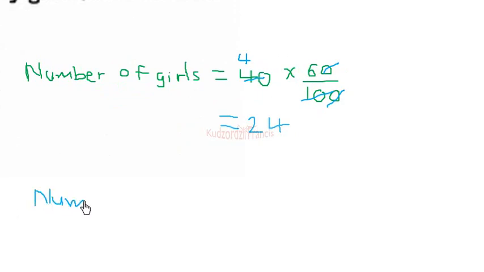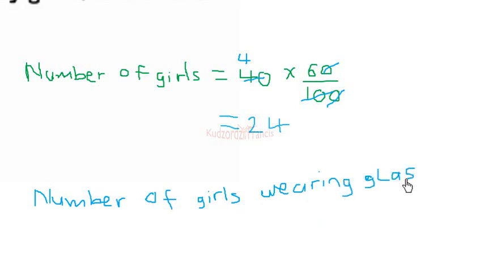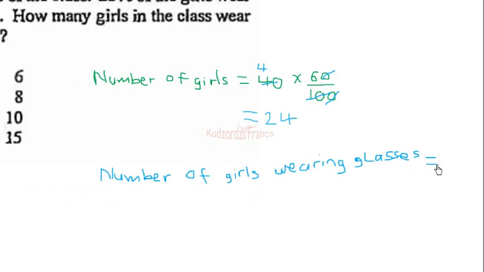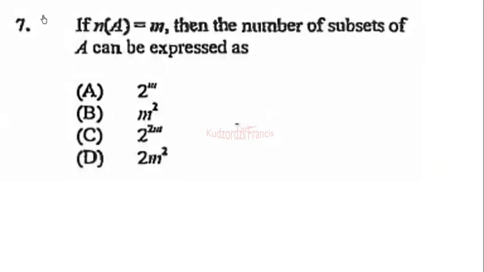Now the next thing is we want to find the number of girls wearing glasses. We know from the question that this is 25%. So we have 25 out of 100 times 24. 25 out of 100 is the same as 1 over 4, times 24, and that will give us 6. That will be the answer.